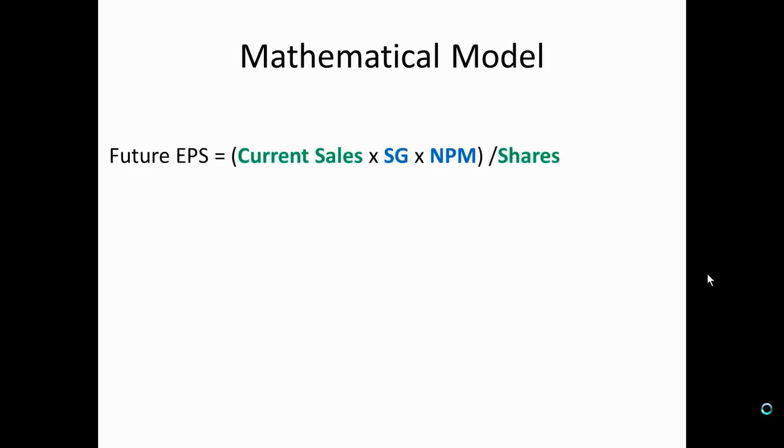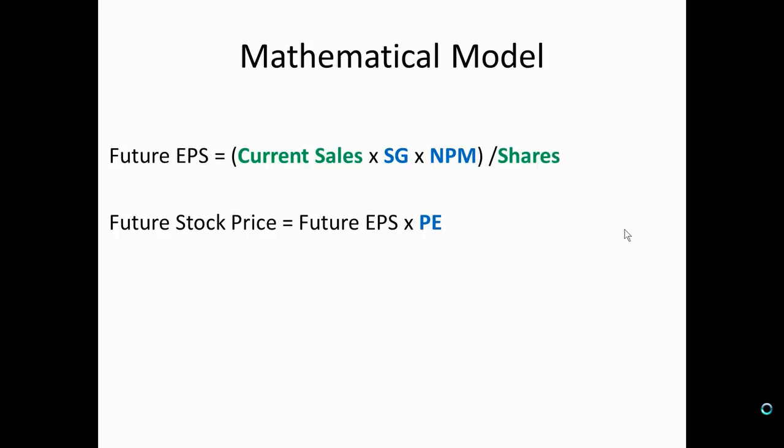All right, so we talked about our three building blocks. Now let's look at our mathematical model. First, future earnings is going to equal our current sales times, and I've abbreviated sales growth as SG, and I've abbreviated our net profit margin as NPM. So current sales times sales growth times net profit margin divided by shares.